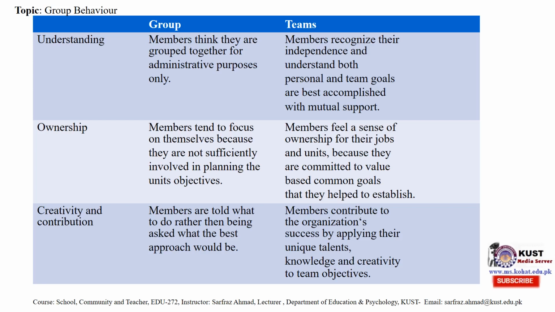The second term is ownership. Ownership in a group: group members tend to focus on themselves because they are not sufficiently involved in planning the unit objectives. And when we talk about the team, the members of a team feel a sense of ownership for their jobs and units because they are committed to value-based common goals that they help to establish.